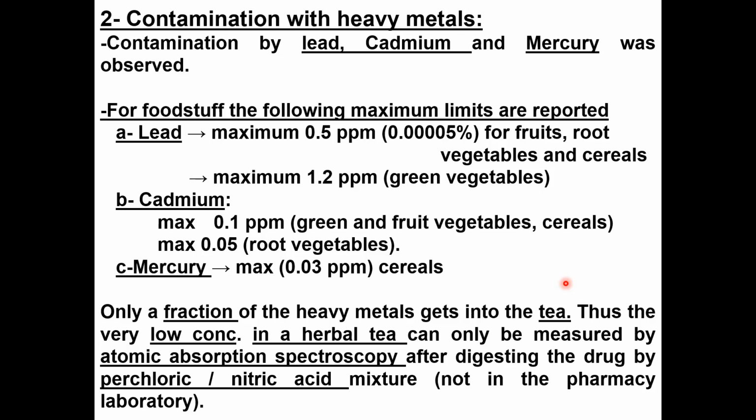Contamination with heavy metals. The most common heavy metal contaminants include lead, cadmium and mercury, with mercury the most toxic, followed by cadmium, followed by lead. Here you have levels of these heavy metals in herbal drugs, and in foods actually. However, upon preparation of the tea, only a very small fraction of these heavy metals is present in herbal tea. It is actually a very minor problem in the case of herbal drugs compared with the food sector.